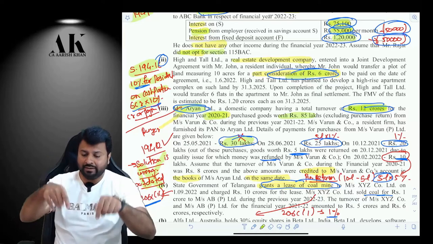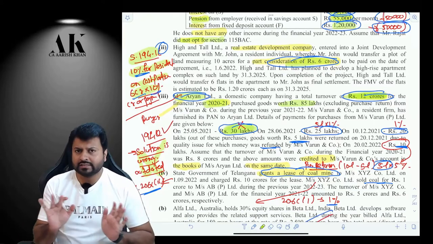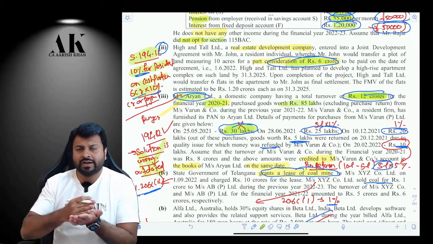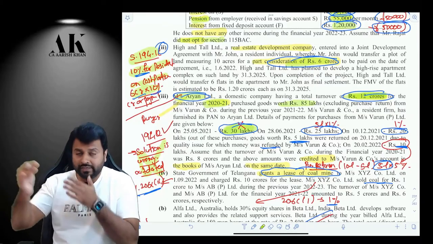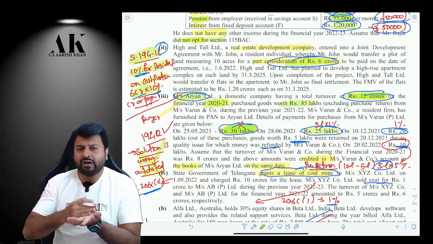See the solution which I am showing you, that is the correct answer. Now, on 30 lakhs, I will not deduct TDS under 194Q. Why? Because TDS under 194Q is deducted when the payment exceeds 50 lakh rupees. So, on the first 30 lakhs, you will not deduct TDS. On the next 25 lakhs, yes, now the payment exceeds 50 lakhs.